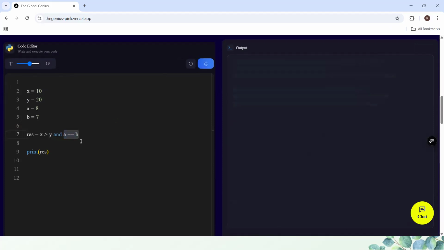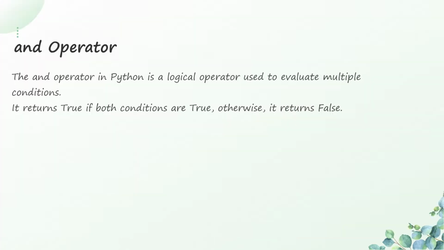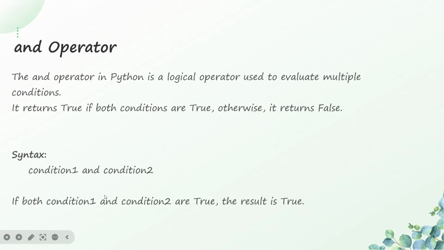For the AND operator to return true, all the operands involved must evaluate to true. So that's what we are talking about here. It returns true if both conditions are true, otherwise it returns false. Look at this: condition 1 and condition 2, which is what we have just done, like x greater than y and a less than b. We have two conditions, the first on the left-hand side and the second on the right-hand side. If both condition 1 and condition 2 are true, the result is true.